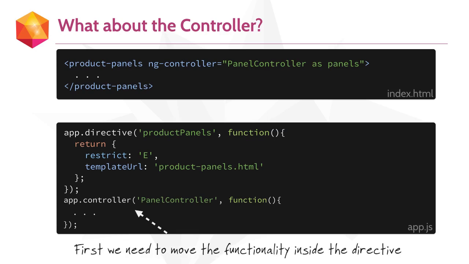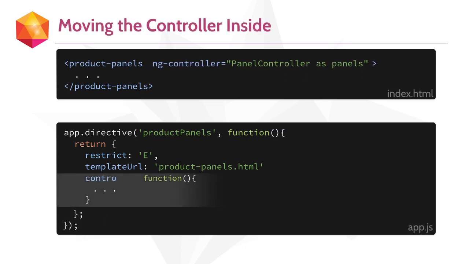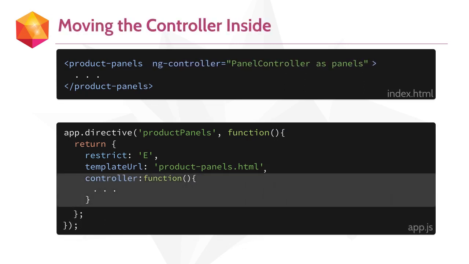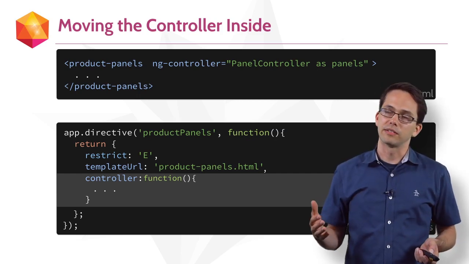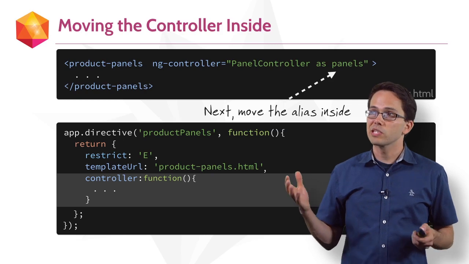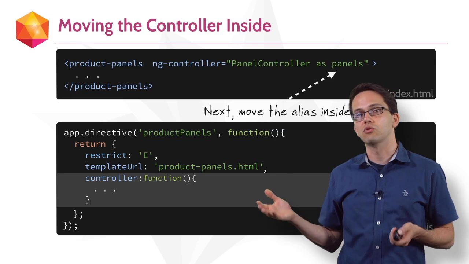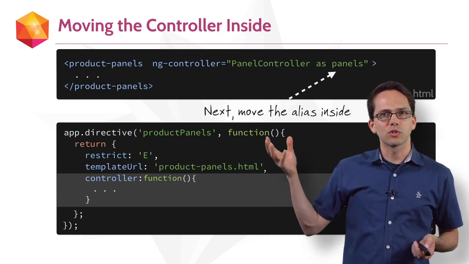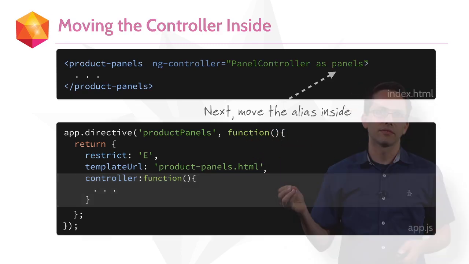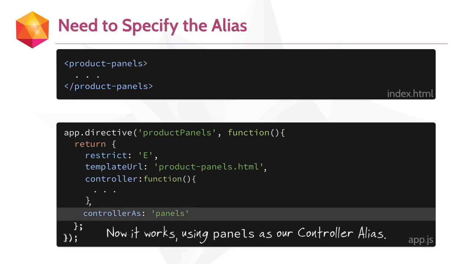Now, how do we move the controller into the directive? Well, first things first, we're going to move the functionality of the controller into the directive using the controller keyword. So we have our productPanels directive with our PanelController, and it works fine. We would just have to remember every time we add this productPanels directive to also include this controller. So how might we move this controller inside the directive? The first thing we need to do is specify the alias we'll want to use inside of this directive to refer to the controller, in this case, panels.